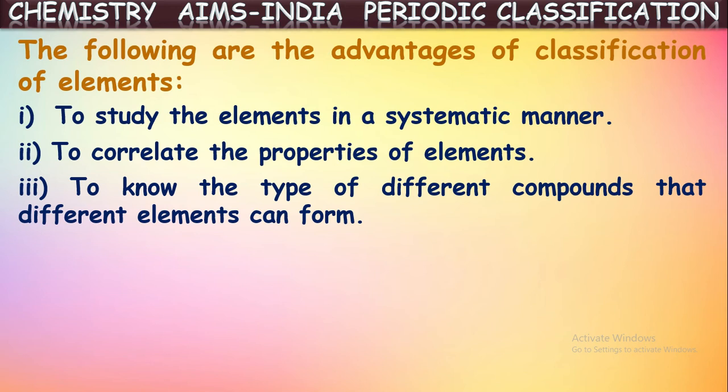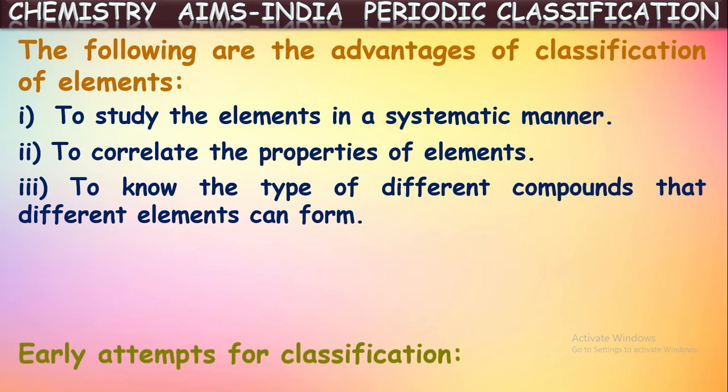And it helps us to know the type of different compounds that different elements can form. This classification of elements into batches also made it easy to know the type of chemical compounds formed by certain elements. The elements in a particular batch will all form almost the same kind of compounds. So if we know about one element, the same can be expected of the remaining elements in that batch. In that way, it is made easy here.